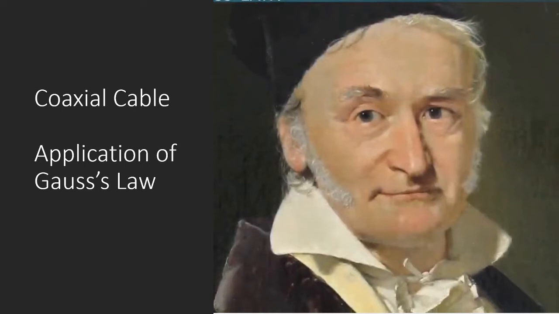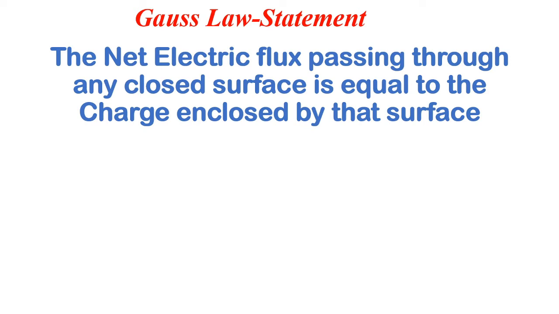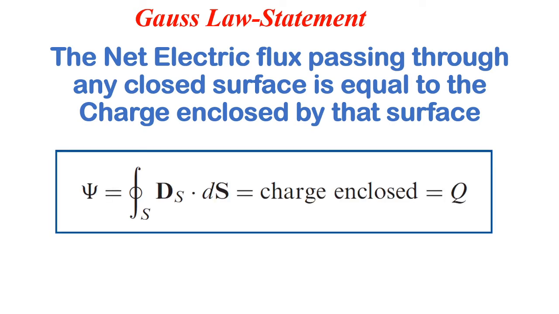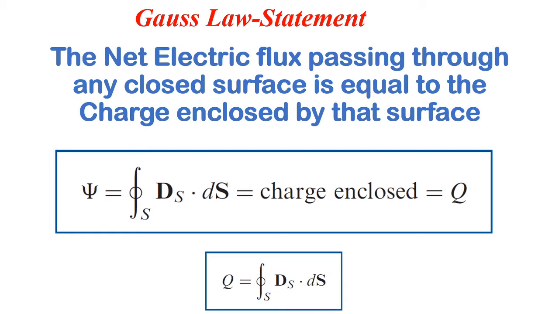So, you're very familiar with coaxial cable and Gauss law. Before going about the coaxial cable, we'll have a small recap about our Gauss law. We have seen lots of times what is Gauss law. What is Gauss law? The net electric flux passing through any closed surface is equal to the charge enclosed by that surface. The equation will be: the total electric flux is equal to the closed integral of D dot dS, which is equal to the charge enclosed, Q. Simply, we write Q is equal to the surface integral of D dot dS.